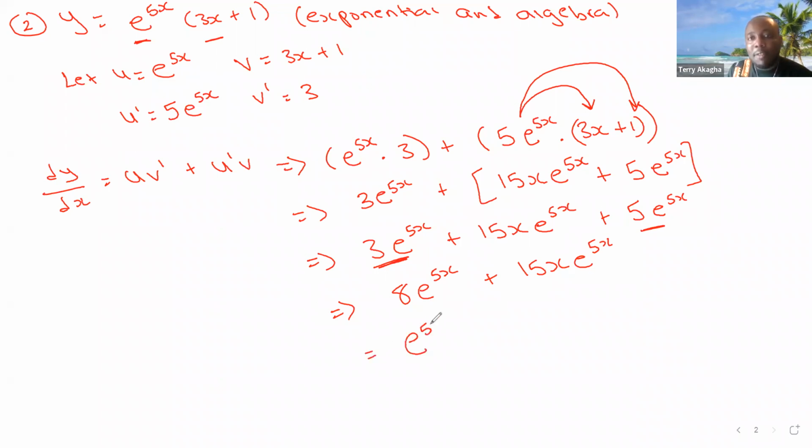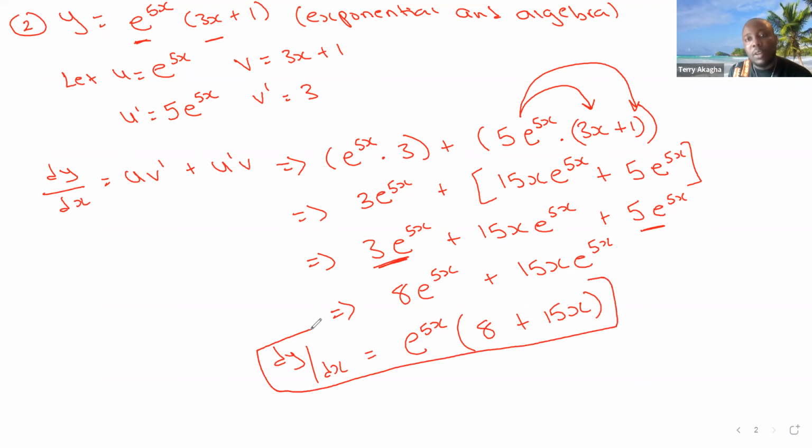We have e^5x, and that will give you 8 plus what? 15x. So that means the dy/dx for this is going to be this one. So that's the answer. So when you differentiate this using the product rule, that will be the answer you should get. All right. So the next one, we have, the last one.